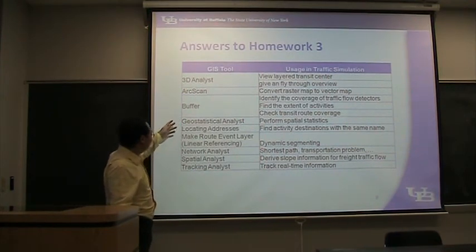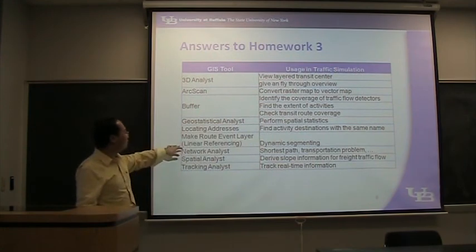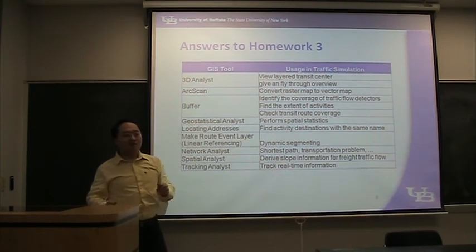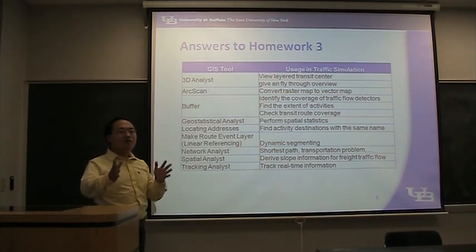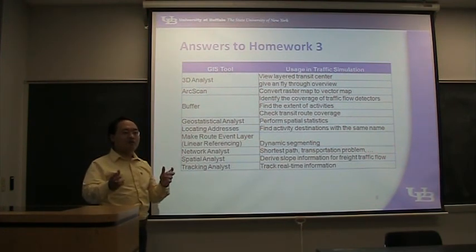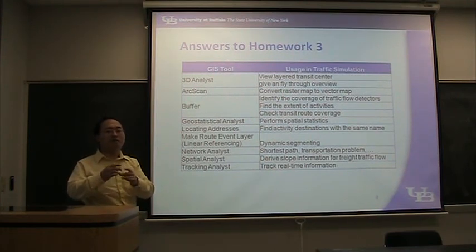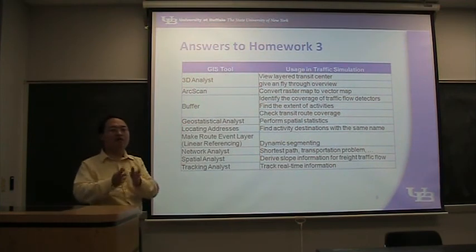Now, you can take a look at this table. I want to mention this thing. This is good. So this is a linear referencing tool. And it can be used for dynamic segmenting. What does this mean? This means in your network, you always have links with fixed length. But sometimes, maybe only part of the link, a segment of the link, has something different. For example, a congestion happens within a part of the link.